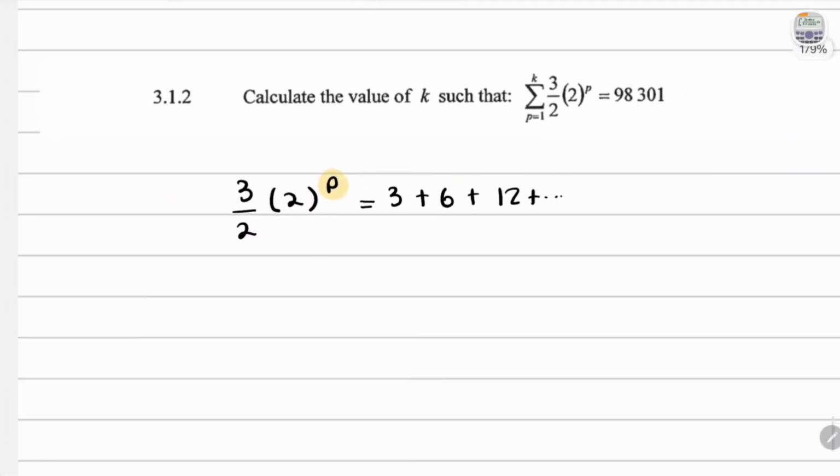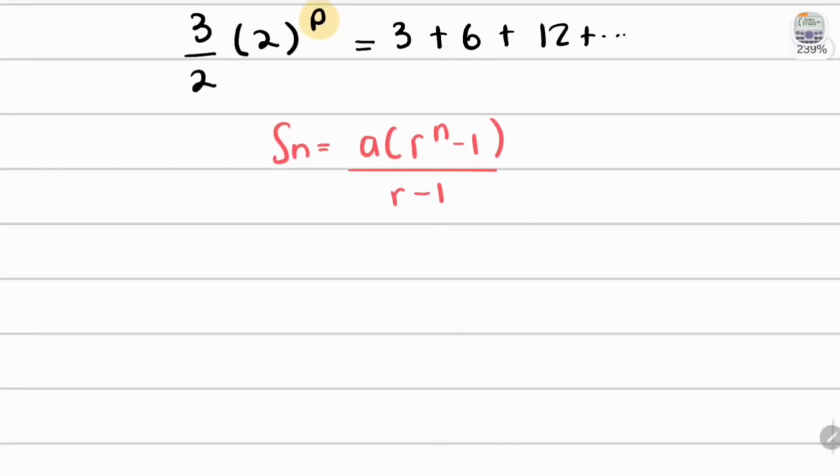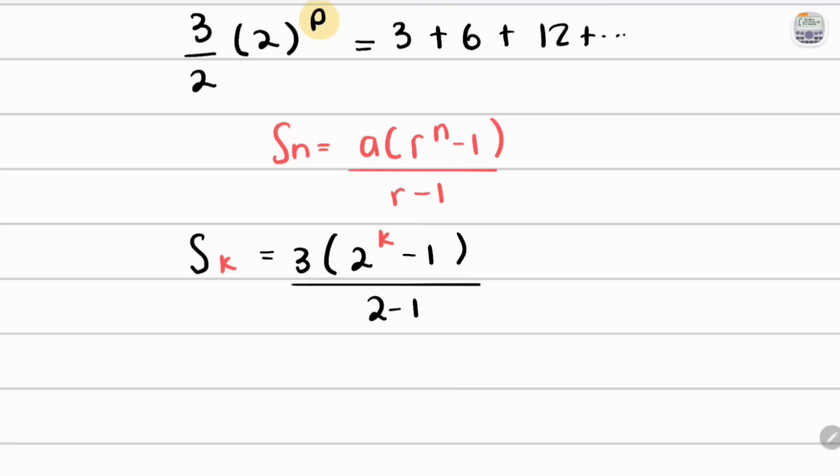And now let's go ahead and formulate our equation. So we are going to use the sum of terms. So here's our formula for that. Now we're saying the sum of k terms is equal to the a value, which is still the same, still 3, the first term, multiplied by r, which is 2, raised to the power of n, which is k, and then minus 1, all over r minus 1, which is 2 minus 1.